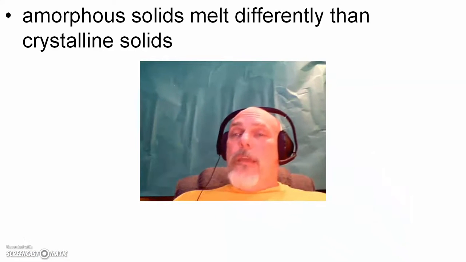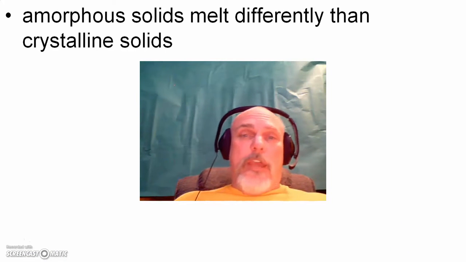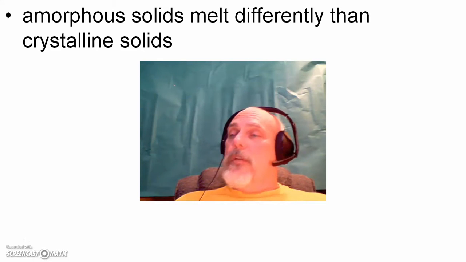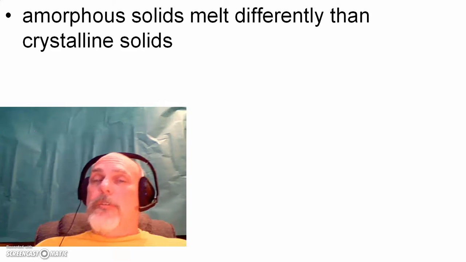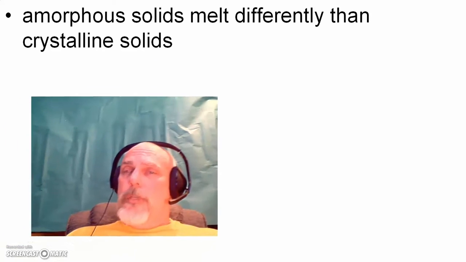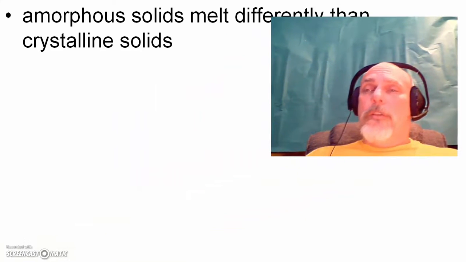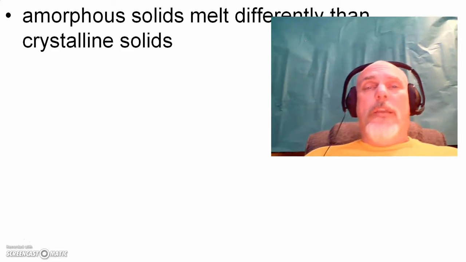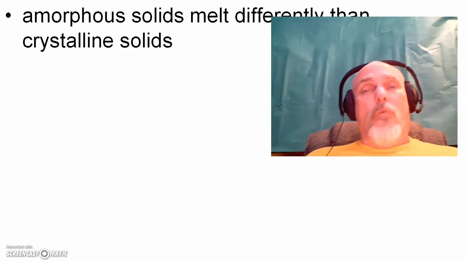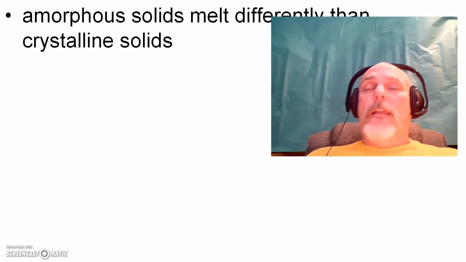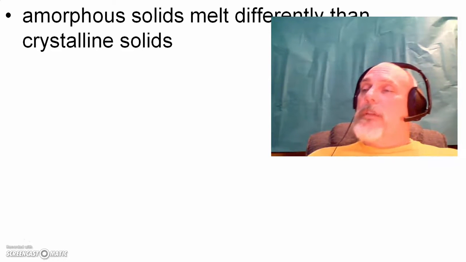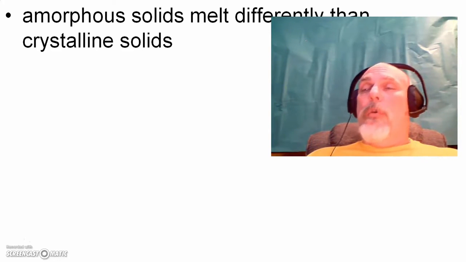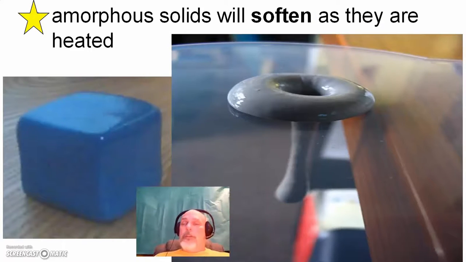Amorphous solids melt differently than crystalline solids. We've already learned that crystalline solids do not soften when they melt. An amorphous solid will. So if you get a piece of rubber or plastic, as you heat up or warm that rubber or plastic or wax, candle wax, clay, it will start getting softer even before it becomes a liquid. And you can kind of see some pictures of that right here. Amorphous solids will soften as they are heated.